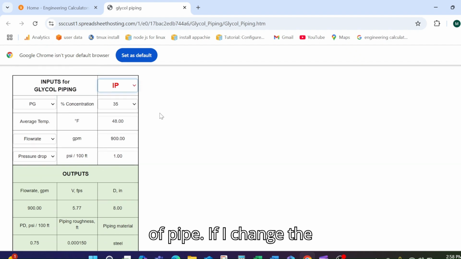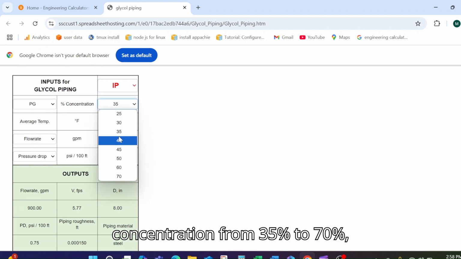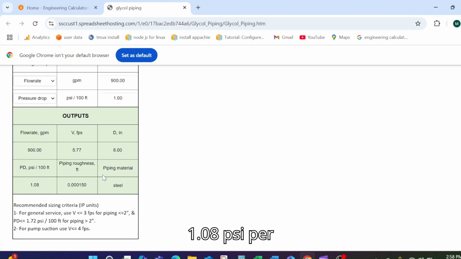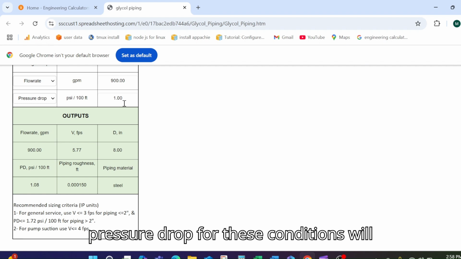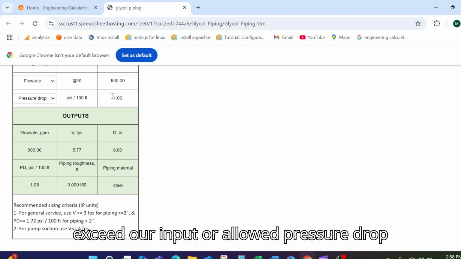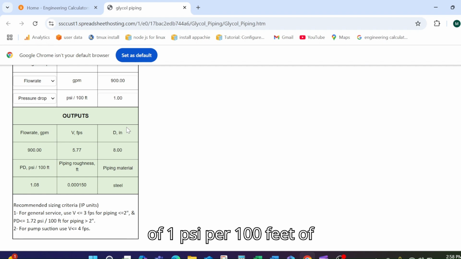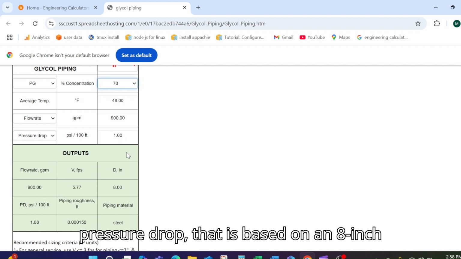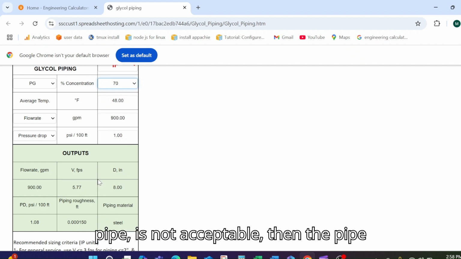The calculated data are 8-inch pipe, velocity of 5.77 feet per second and actual pressure drop of 0.75 psi per 100 feet of pipe. If I change the concentration from 35% to 70%, the pressure drop will increase to 1.08 psi per 100 feet of pipe. The pressure drop for these conditions will exceed our input or allowed pressure drop of 1 psi per 100 feet of pipe.